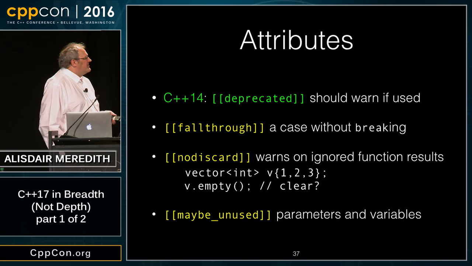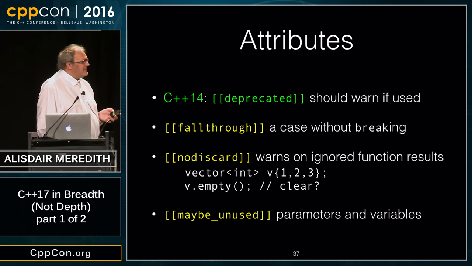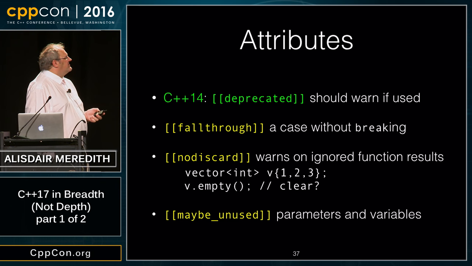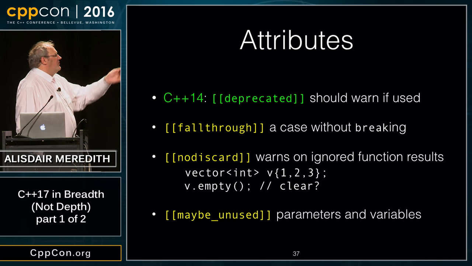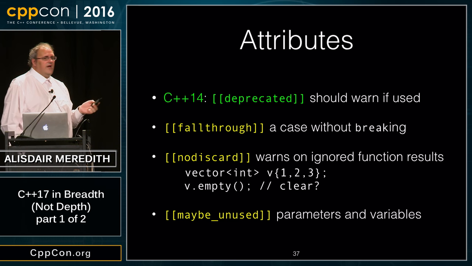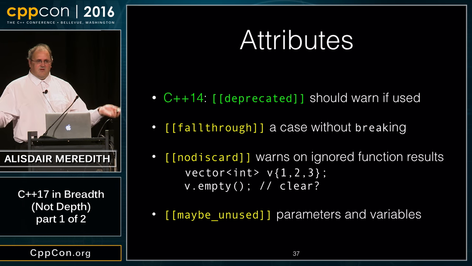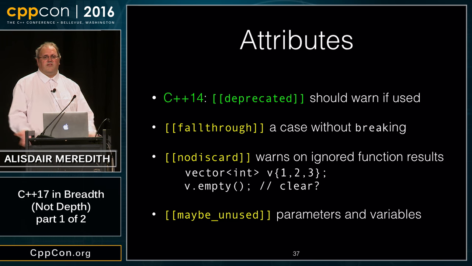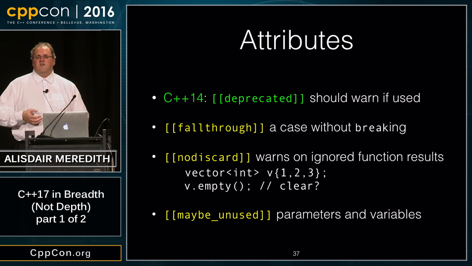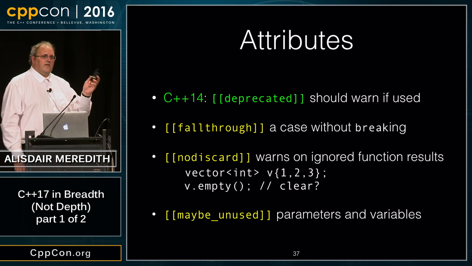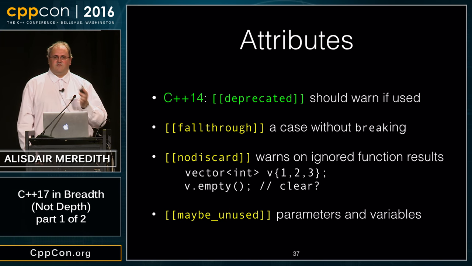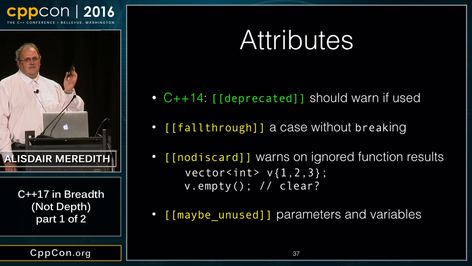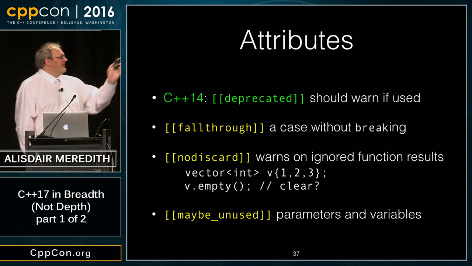Attributes. C++14 added the deprecated attribute. C++17 therefore adds fallthrough, which we got from the Clang folks, as a way of saying, here's a case statement that we really do want to deliberately fall through to the next one. Please don't give me a warning about it. And it's certainly a very good clear documentation to the readers of the code that you didn't accidentally miss the break and they don't go and fix your code by adding it.